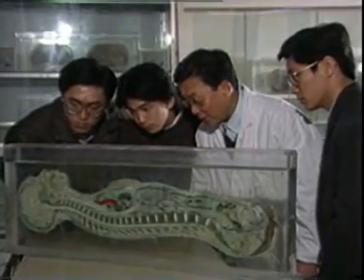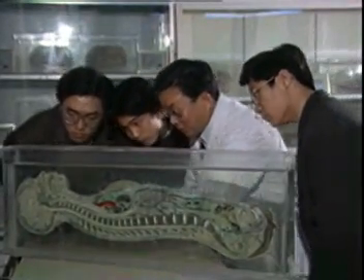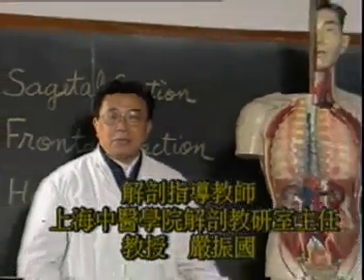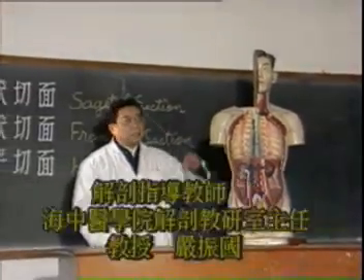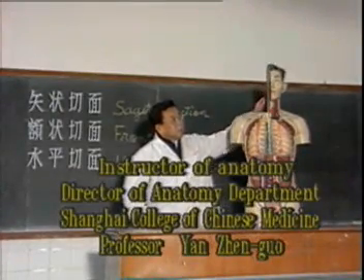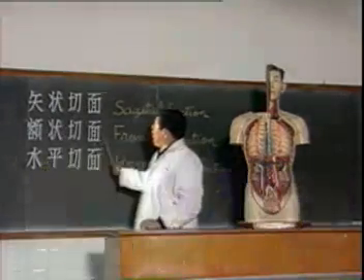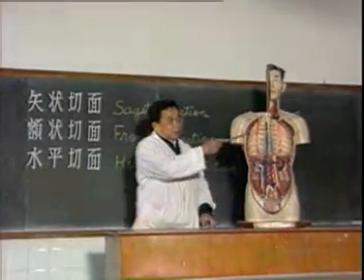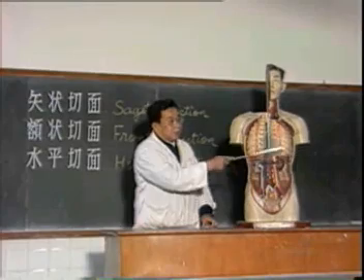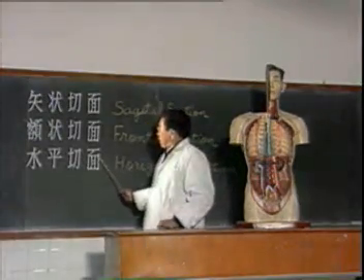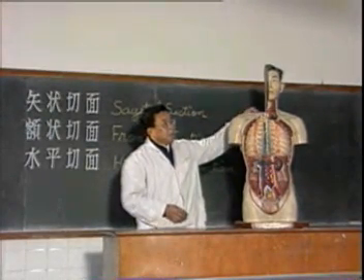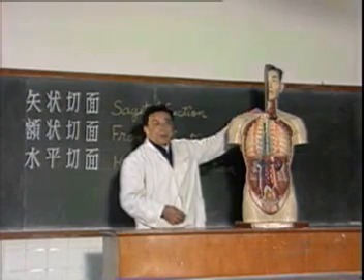First of all, we need to have an idea about some commonly used planes and sections in human anatomy. Take a human model as an example. The vertical plane which divides the body into right and left sides is called the sagittal section. The plane which divides the body into anterior and posterior portions is called the coronal section. The horizontal plane, which divides the body into upper and lower sections, is called the transverse section.